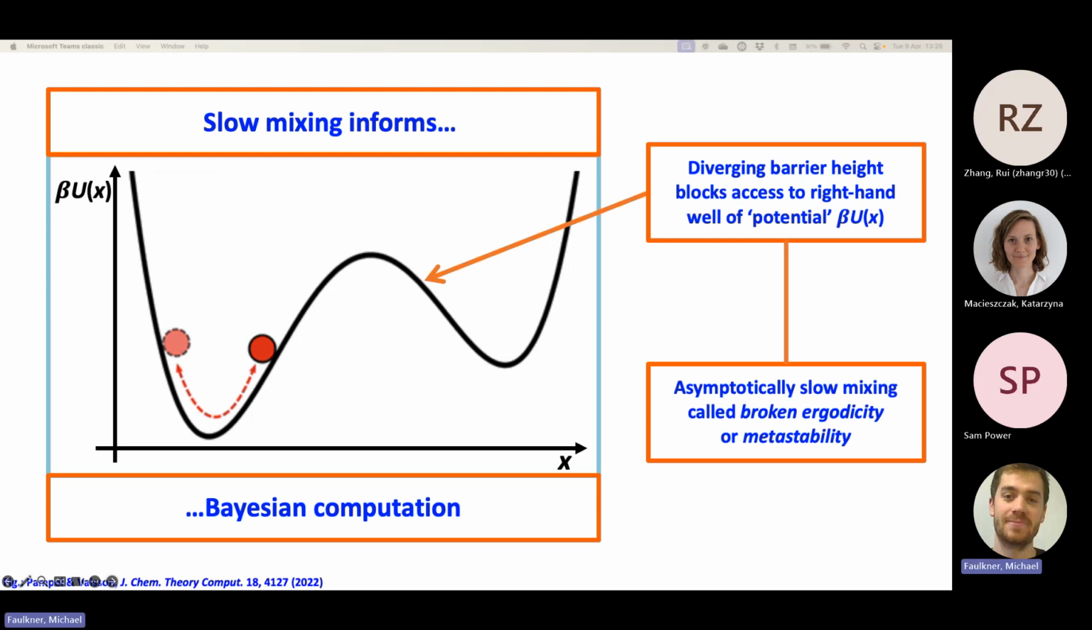Sorry, I'm saying that this is asymptotic. So when I say asymptotic, I mean in the large n limit. In the large n limit, the time scale on which the system would traverse a barrier such as this in the potential landscape diverges with n.